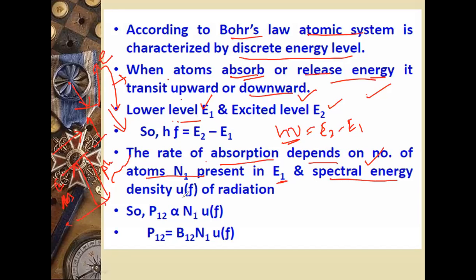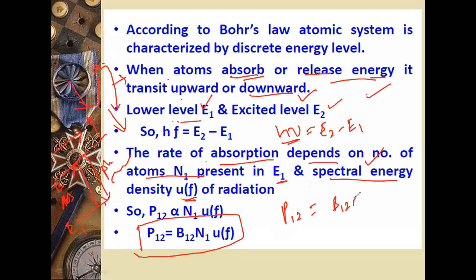Spectral energy density, rho nu. So here, we need to remember an important point. This is a very important equation. So what is this? P12 is B12 N1 rho nu. We use this one to get the Einstein coefficients. The Einstein coefficient probability is for 1 to 2.